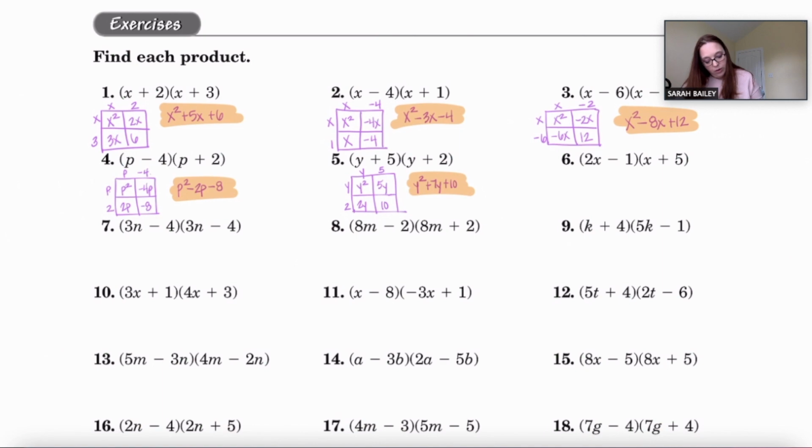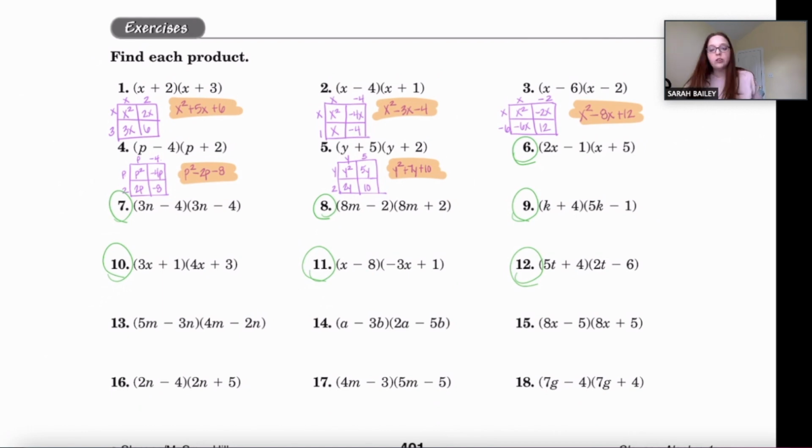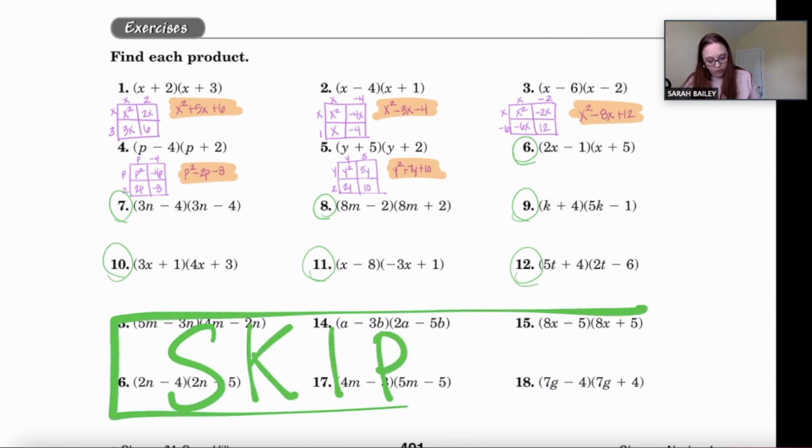Okay, so now it's going to be your turn. I want you to do 6 through 12. So pause the video and do 6 through 12. Oh, scratch that. Before you do that, I want you to write the word skip. So you can skip over 13 through 18. So pause the video and do 6 through 12 now.